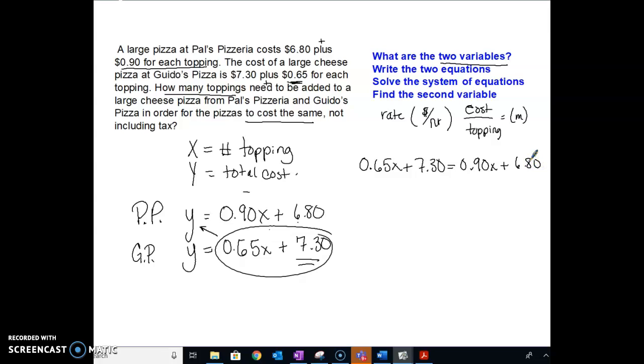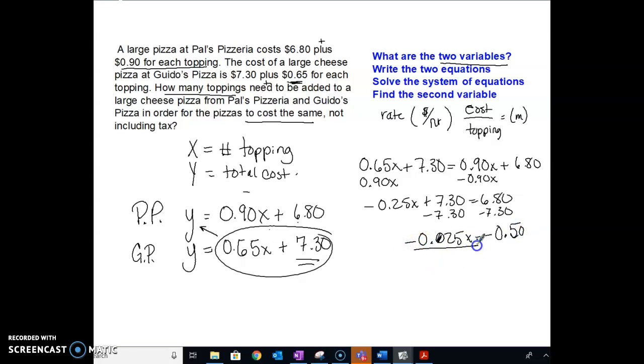All right, with this equation, remember everything is simplified. There's no distributing. So I am going to subtract 0.90x from both sides. I'm going to put like terms on the same side. So I will get negative 0.25x plus 7.30 equals 6.80. I'm just solving the equation. I'm going to subtract 7.30 from both sides, because that's my constant. It's a two-step equation. I get negative 0.25x equals negative 0.50.